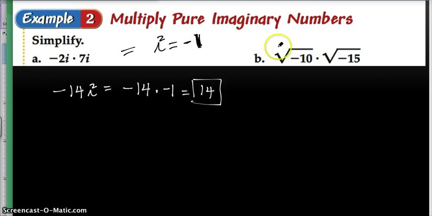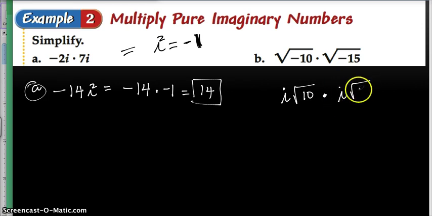If we take a look at this next one, remember what we mentioned before. When you have this kind of a radical, the first thing you want to do is pop out the i. So if I have a negative square root of 10, I'm actually going to look at this as i times the square root of 10. Remember, that -1 is going to be that i. Over here, we have the same situation. The square root of -15 is going to be i root 15.